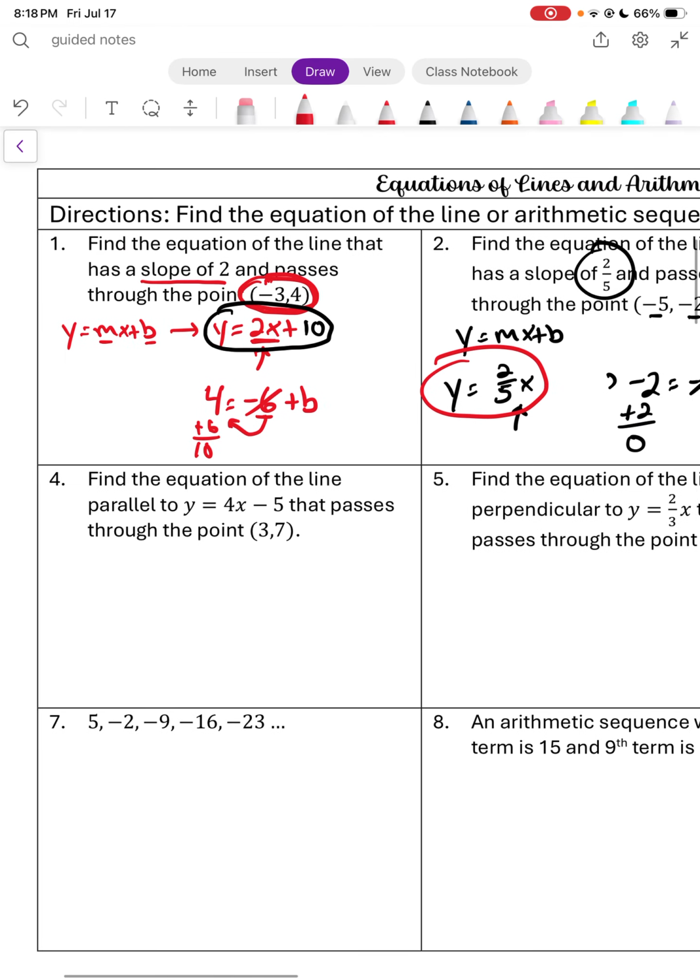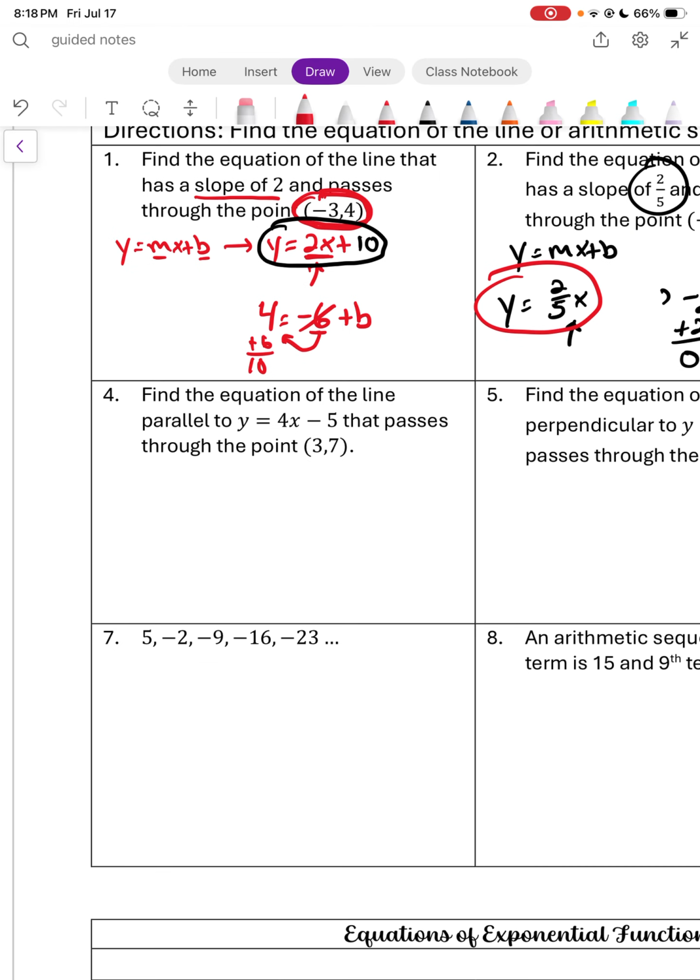Okay, the next one, same type of equation. It says find the equation of the line that's parallel to this. Reminder that parallel lines have the same slope. The slope of this line is 4. The slope of your line is 4. So we've got part of our answer, y equals 4x plus b. Now, do not, so many people want to use that -5 somehow in their new equation. Our line is going to be parallel to this one. All that means is our line is going to have a slope of 4.